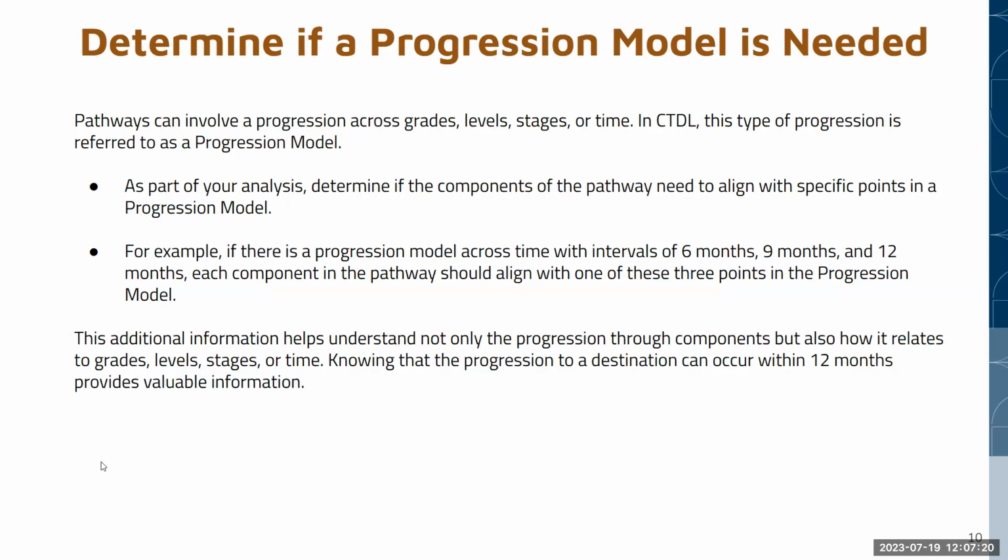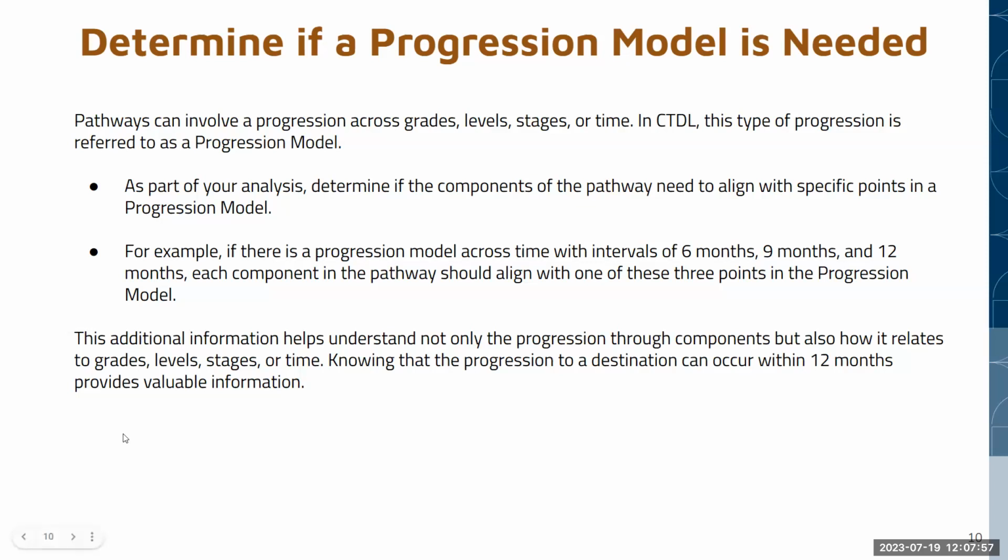When you're looking at whether or not a progression model is needed, you'll want to think about whether or not it is useful to include additional information across, for example, grades, levels, stages, or time. In education, we can often think about progressions through time, like semesters or quarters, but we can also think about progressions as, for example, levels: beginner level, intermediate, advanced level. The designers of the pathways come up with their own progression model and their own levels. There are no requirements for any specific levels to be included with your pathway.